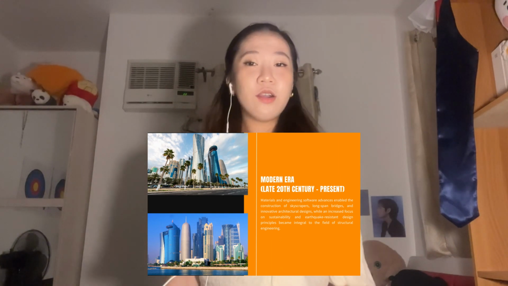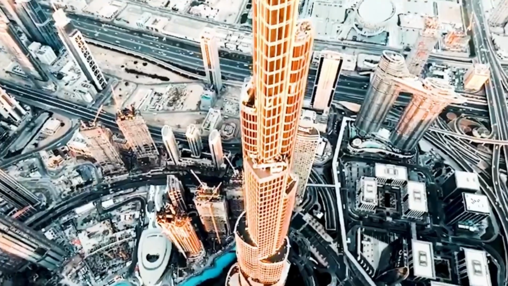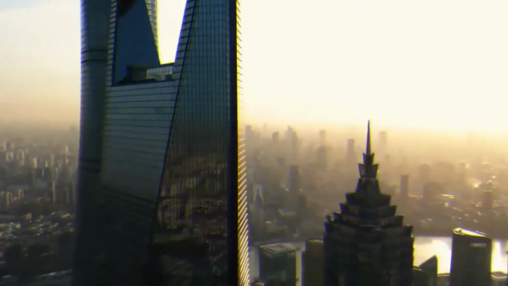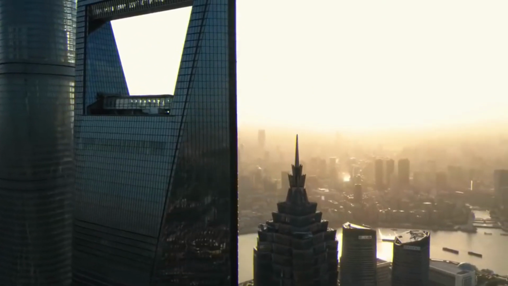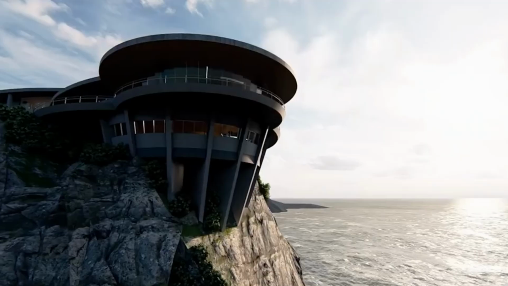Number 7. Modern era or the present. Skyscrapers, long-span bridges, and innovative architectural designs became possible with materials and engineering software advances. Sustainability and earthquake-resistant design principles gained importance. Awesome! Indeed, structural engineering's history has come a long way.